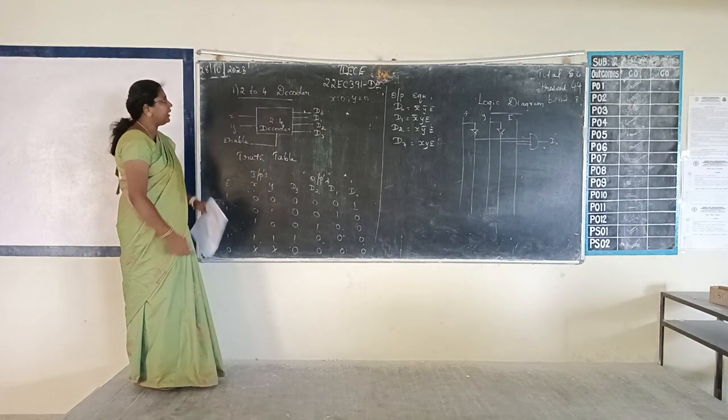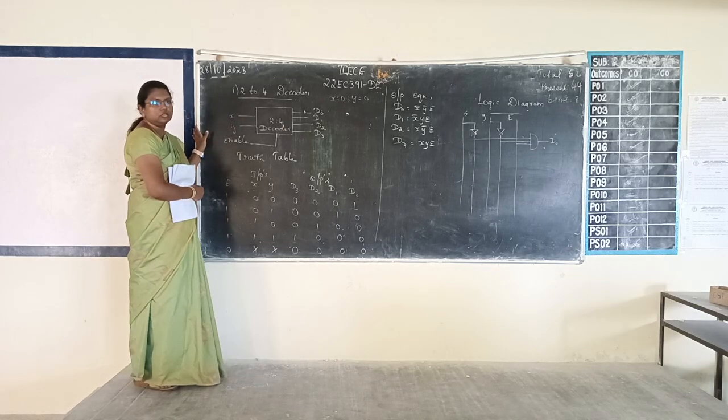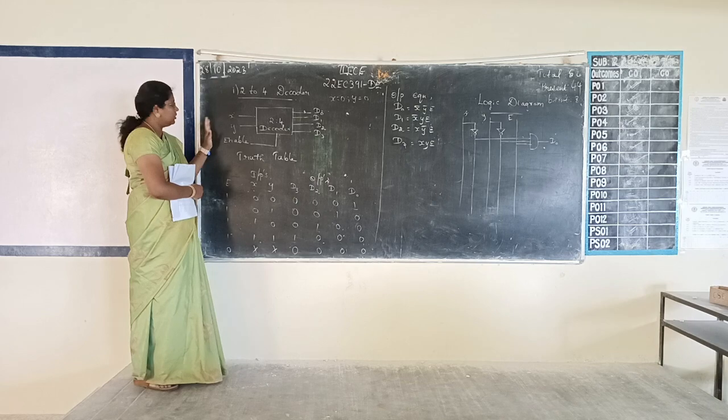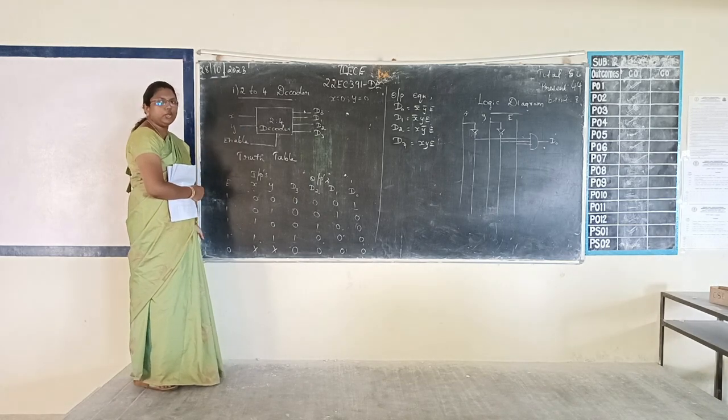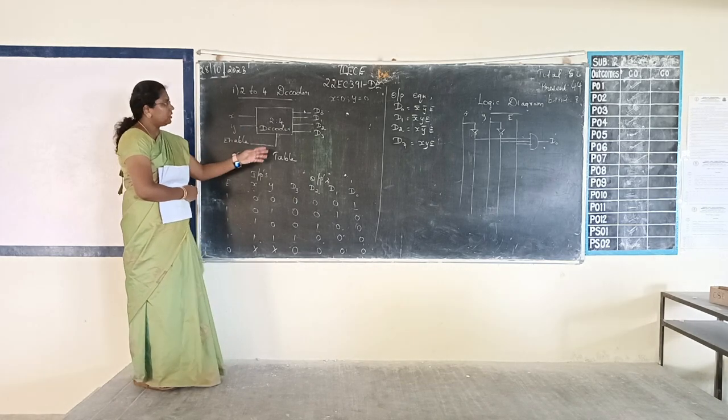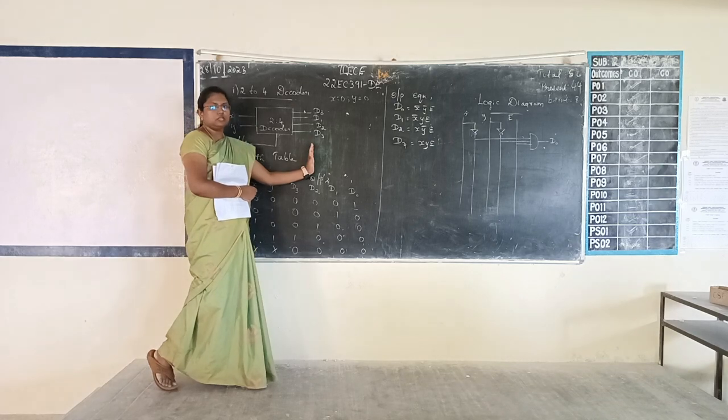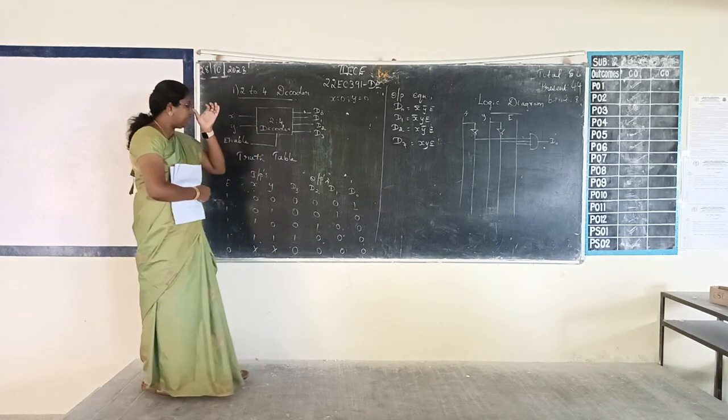This is the operation of the 2 to 4 decoder. Right? So it converts the binary bits into unique outputs. So each output has a different code. So this is the process of the decoder.